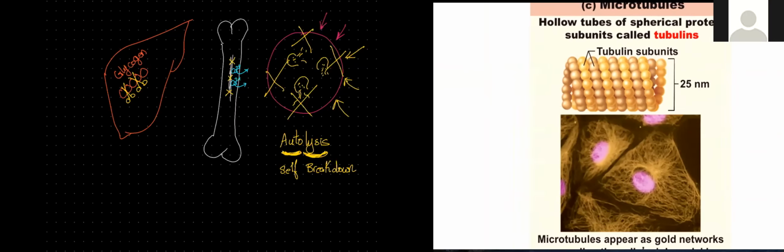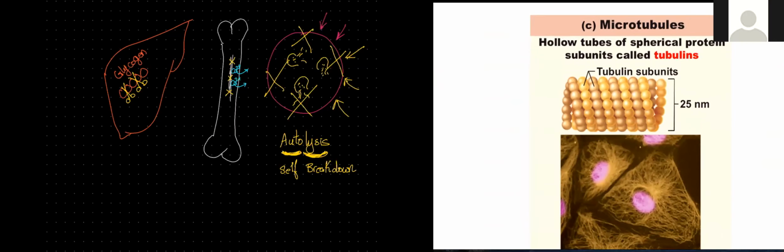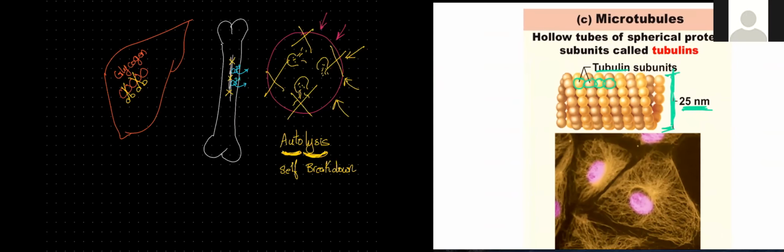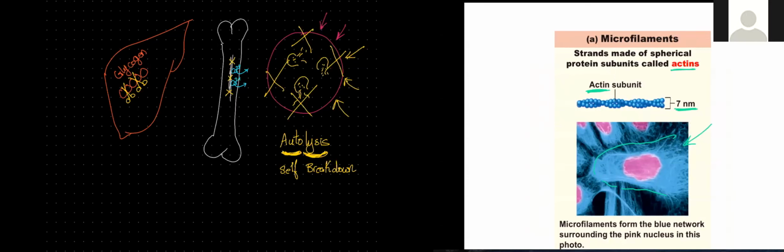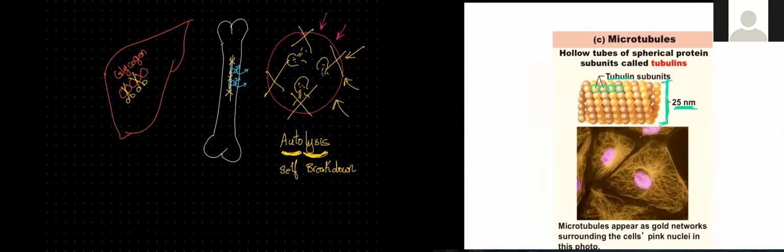A third type of filaments is the microtubules, and the microtubules are built of another protein subunit called tubulin. Tubulin subunits are arranged in the form of tubules of a larger diameter compared to the previous two, which is around 25 nanometers. So we started first with the microfilaments at 7 nanometers in diameter. Then we moved to the intermediate filaments with 10 nanometers in diameter. And the third one is the microtubules with 25 nanometers in diameter.